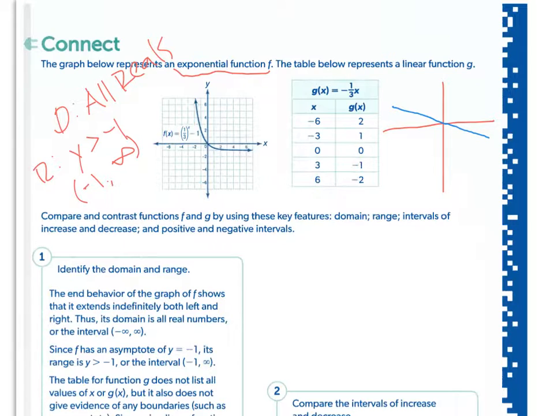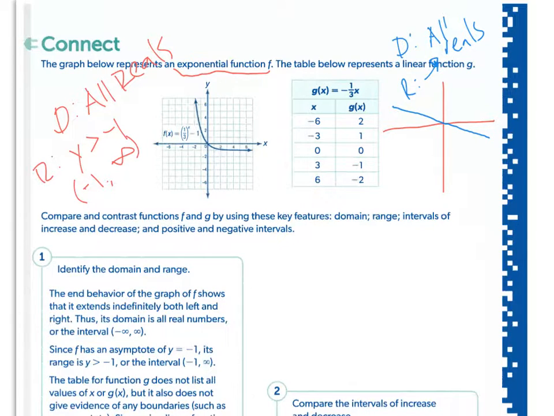If we go over to the blue graph here, domain and range, both of them are just all reals. Same thing for range, all reals. All right, so good there.